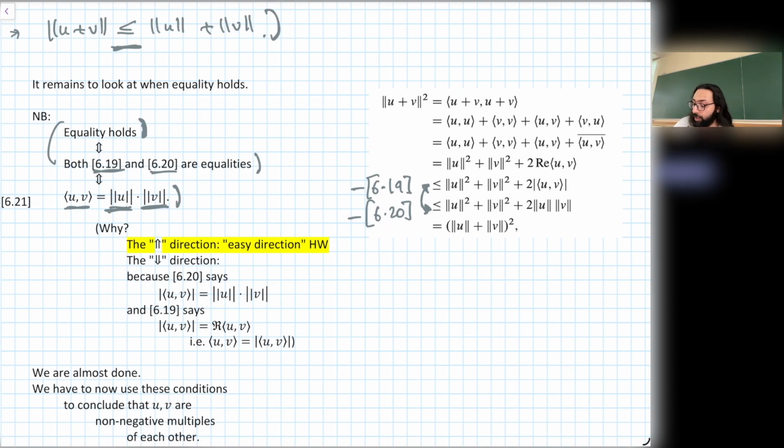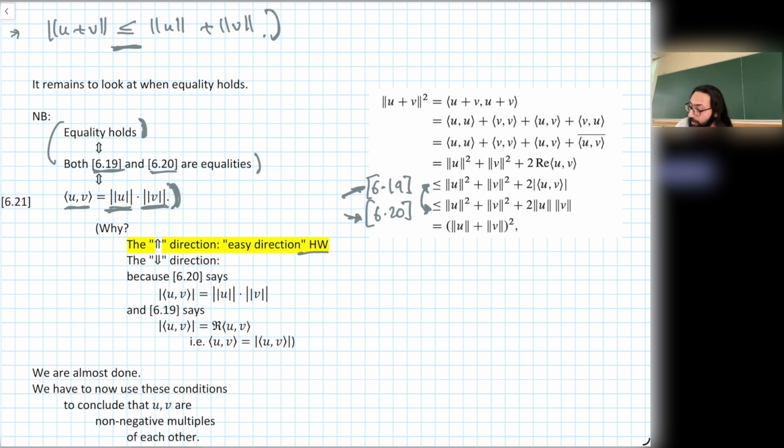Okay, the opposite implication is easy. We'll leave this as a homework. If you know that this statement is true, it's not that hard to check that 6.19 and 6.20 are going to be true. That's the easy part. Let's do the difficult part. So the difficult part is, you know that these two inequalities are equalities. How do you show that 6.21 is going to be true?